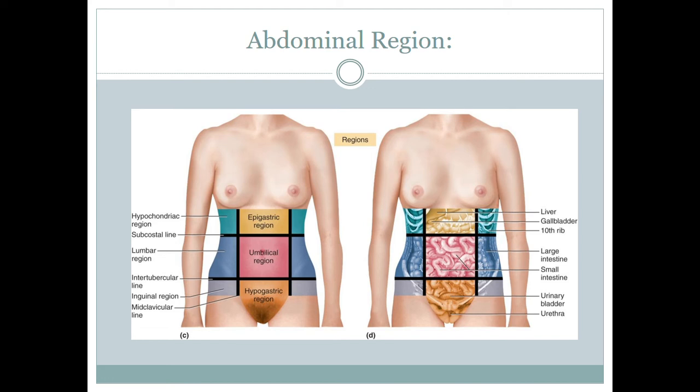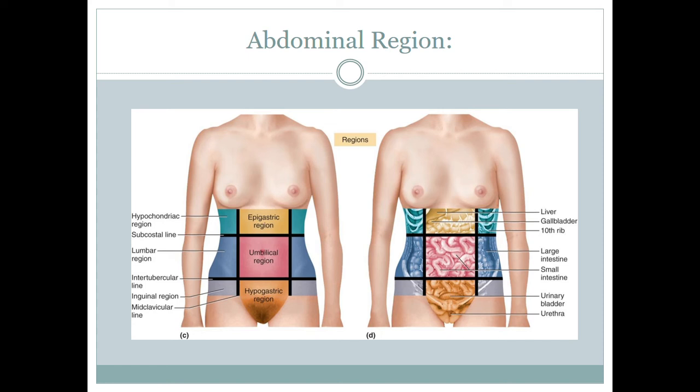Then lateral to these 3 medial regions, both right and left, you have a hypochondriac region. Hypo again means below. Chondria refers to the costal cartilages, which are the cartilages that connect your ribs to your sternum. So this would be the area just below your ribs. The one on the right side would be the right hypochondriac region. The one on the left would be the left hypochondriac region.